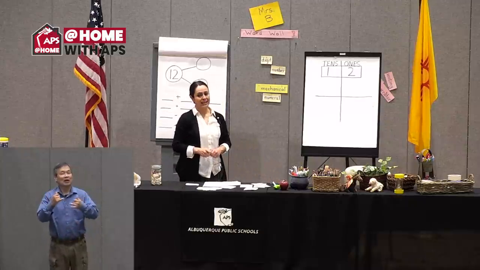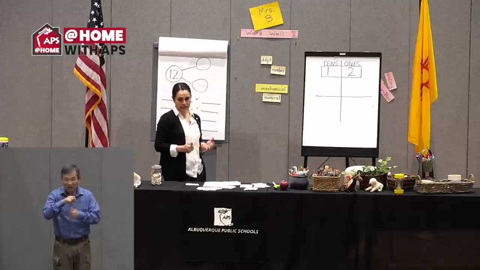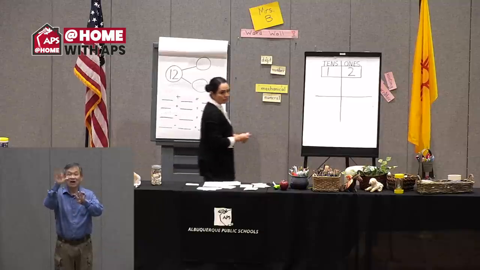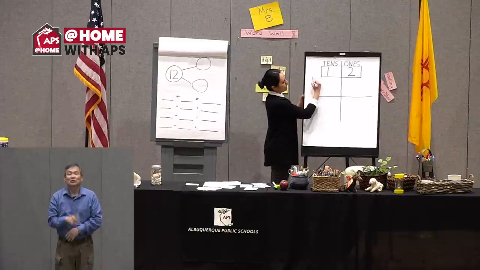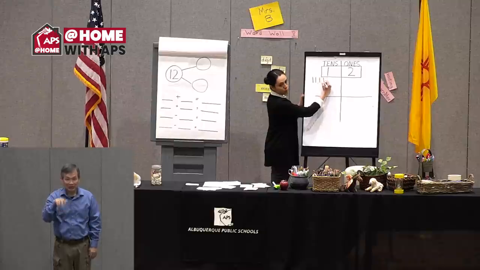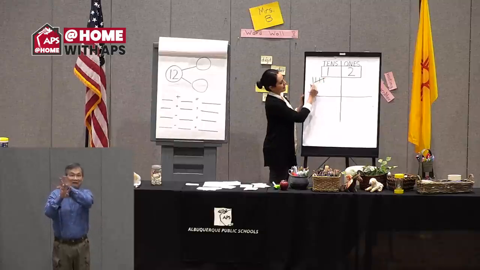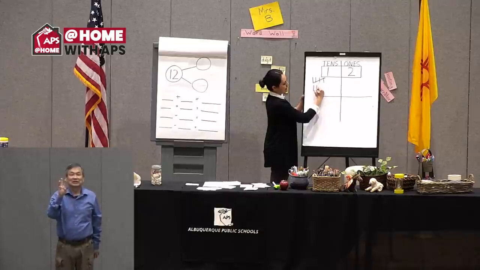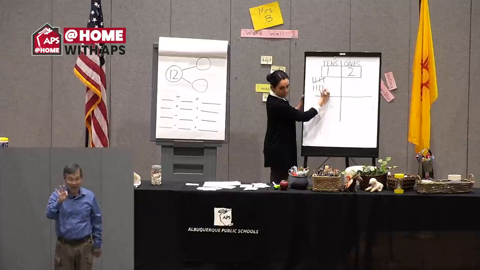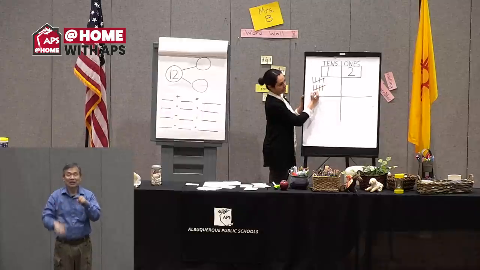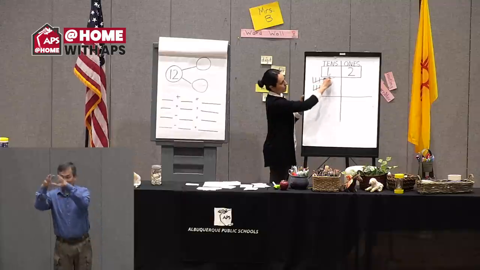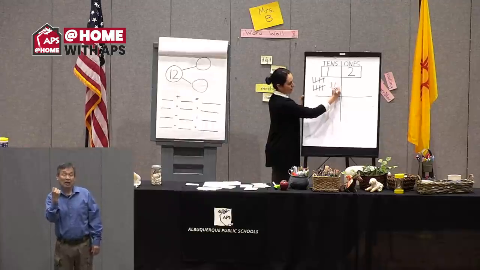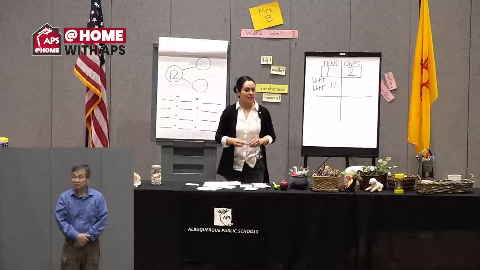Let's write the number 12 in tally marks. So remember, tally marks are straight lines, but when we get to the number 5, we're going to draw a diagonal line. So join me. 1, 2, 3, 4, 5. That's a group of 5. Let's count on. 5, 6, 7, 8, 9, 10. So I have 10 here, one group of 10. Let's count on. 10, 11, 12.